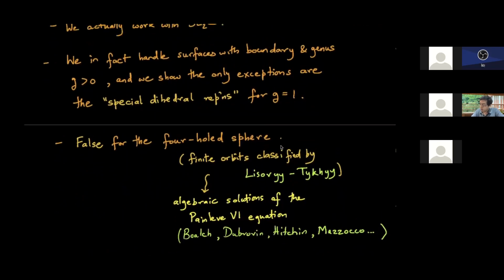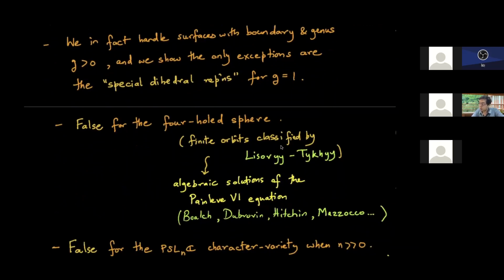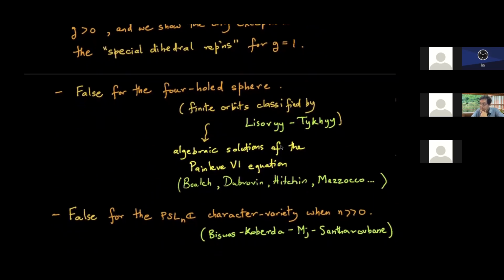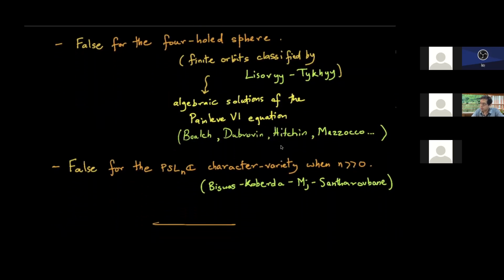But that's just for the four-holed sphere. So there, in fact, the theorem is false. So you do need positive genus. And interestingly, it is also false for the PSL_n(C) character variety when n is very large. This was also a fairly recent result, building on work of Koberda and Santharoubane. So somehow PSL_2 is also essential here.